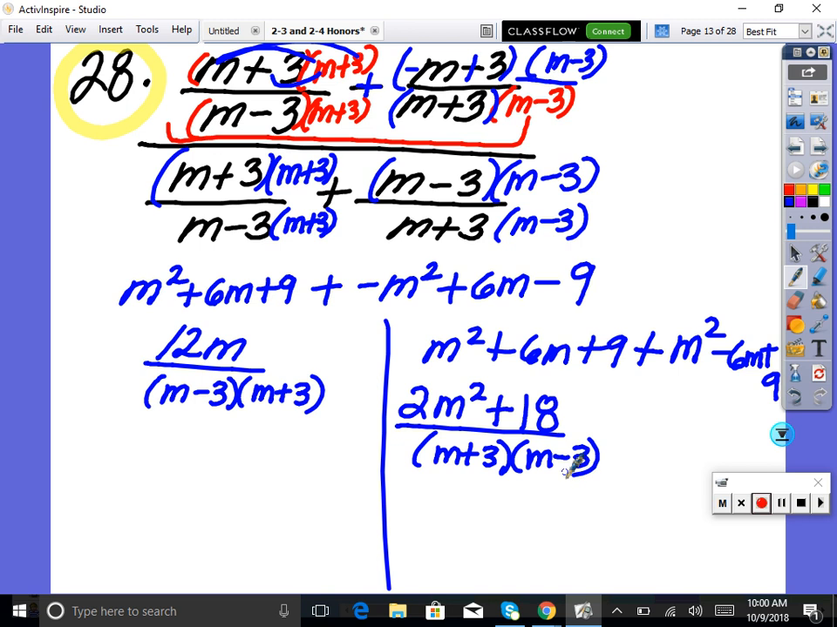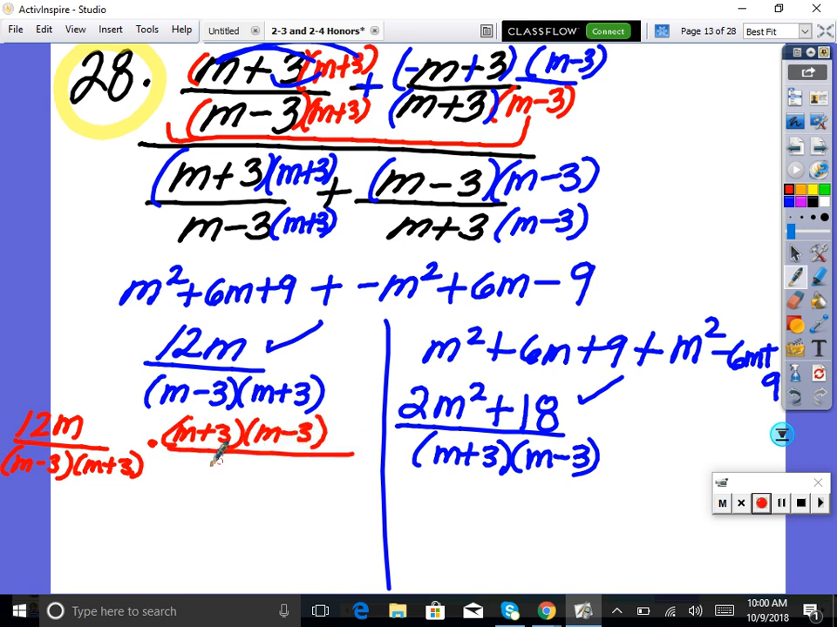Is anyone lost? We've just simplified the top. We've just simplified the bottom. Now can we do dividing fractions as easy as pi, flip a second, and multiply? Okay, so then we have this. Changing. Click. Doing good. So we have 12m over m minus 3, m plus 3. Then we have a times sign. We have an m plus 3, m minus 3.